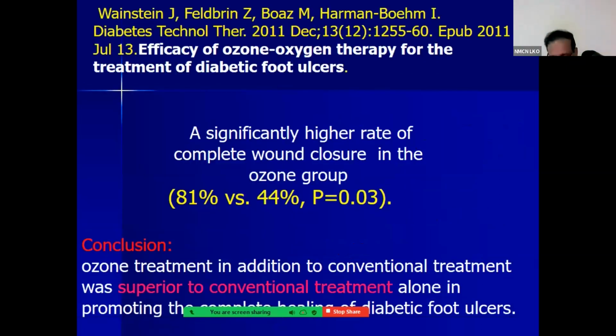And be sure that this ozone should not leak outside. A trial has been done which has shown that a significantly high rate of complete wound closure was seen with this group, the ozone group.